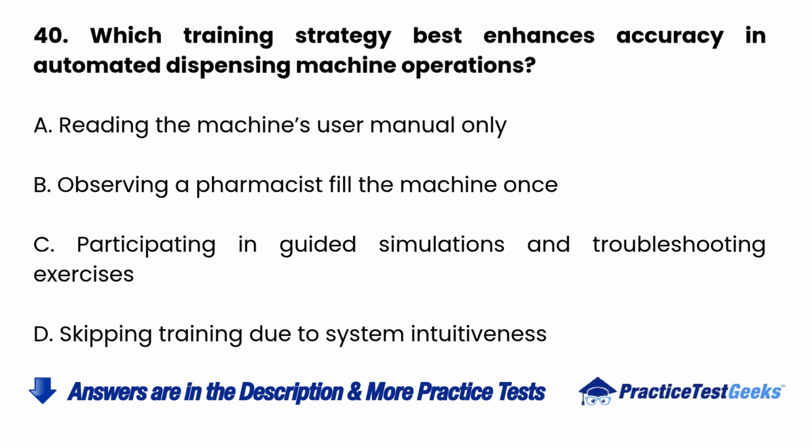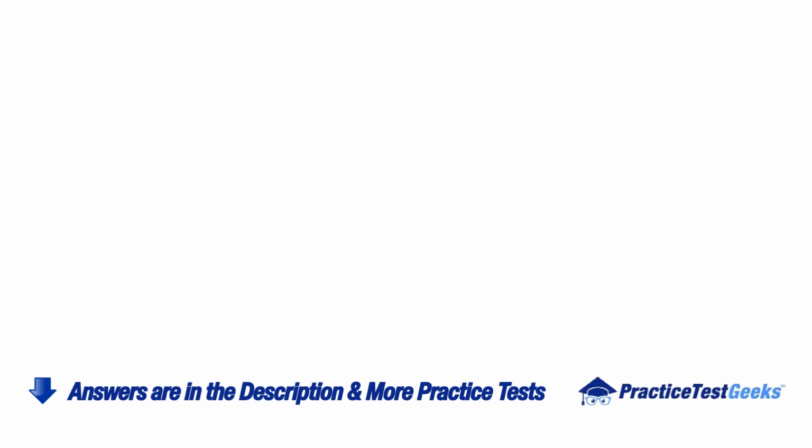40. Which training strategy best enhances accuracy in automated dispensing machine operations? A. Reading the machine's user manual only. B. Observing a pharmacist fill the machine once. C. Participating in guided simulations and troubleshooting exercises. D. Skipping training due to system intuitiveness.